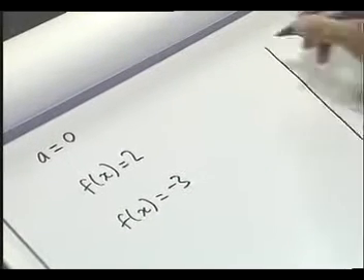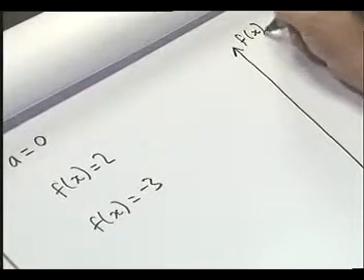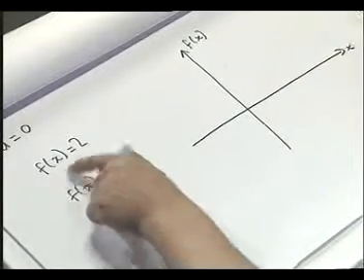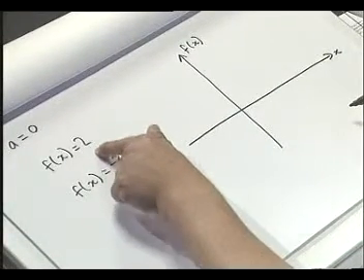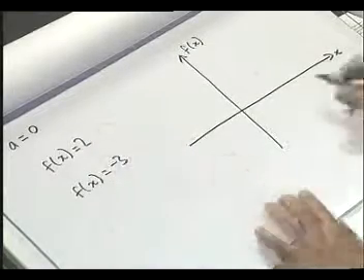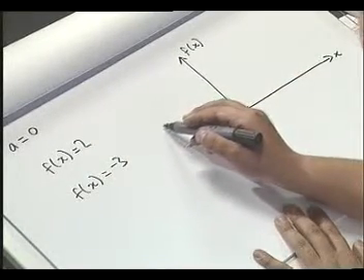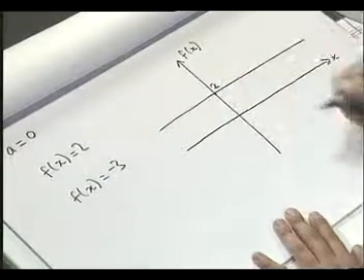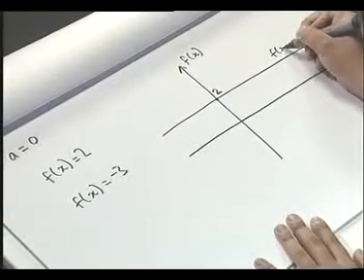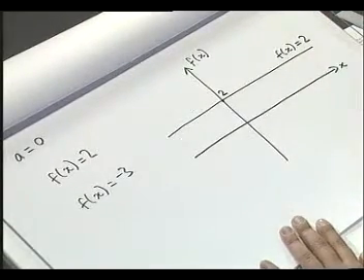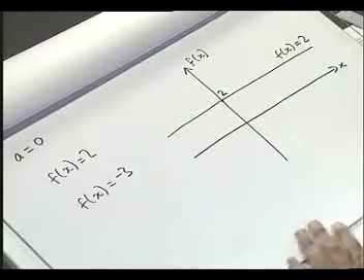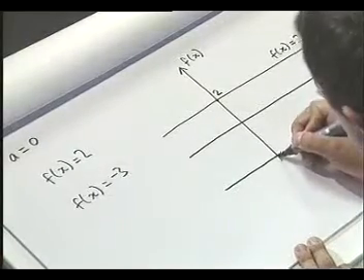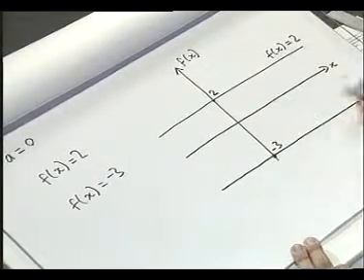And we can sketch what they might look like. The f of x axis here. Now x axis here. F of x equals 2. That means for whatever the value of x, the f of x value is always 2. So in fact, we just get a horizontal line which comes through 2 on the f of x axis. So f of x equals 2. And when f of x equals minus 3, we get a horizontal line that just comes through minus 3 on the f of x axis.